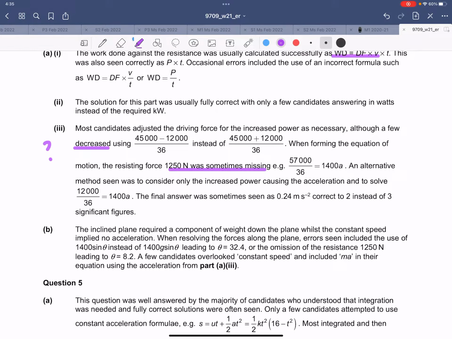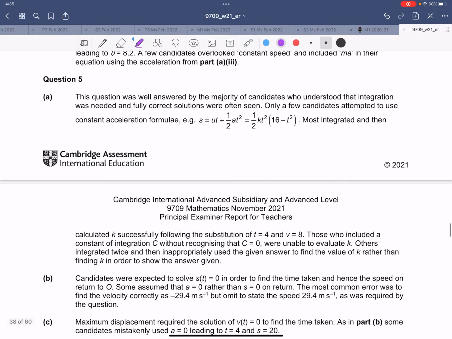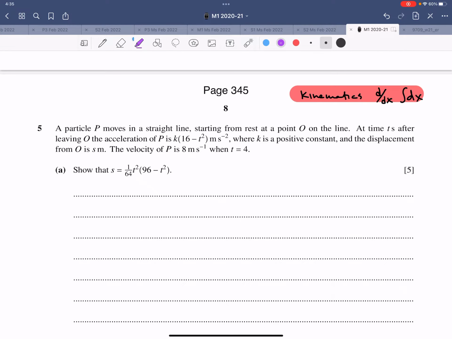Alternative method was just using this. Ignore this for right now. The inclined plane required a component of weight down the plane. That was the extra thing. Constant speed implied no acceleration. And I think that's all about it. So that is the examiner report for the first 4 parts. Now for these 3 parts, let's move ahead.